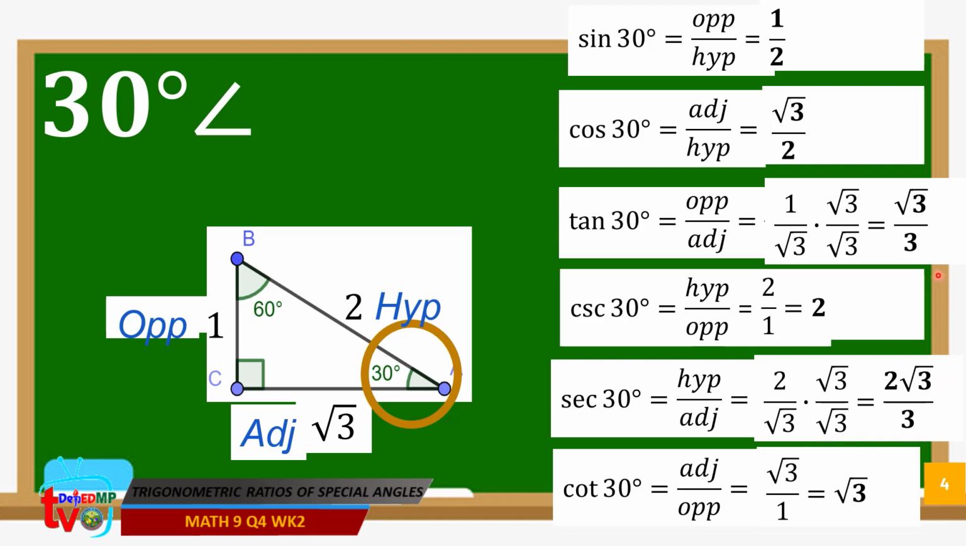And lastly, tangent and cotangent are reciprocal ratios. So we have here 1 over square root of 3. The reciprocal is square root of 3 over 1 or simply square root of 3. Okay, so let us now proceed to our last special angle.